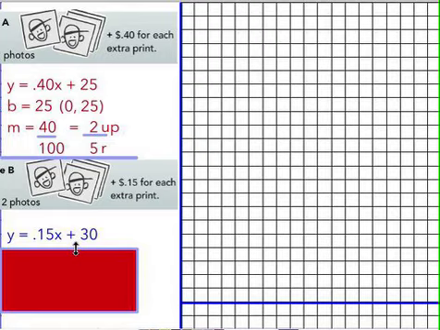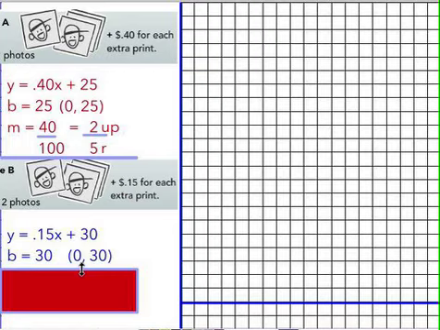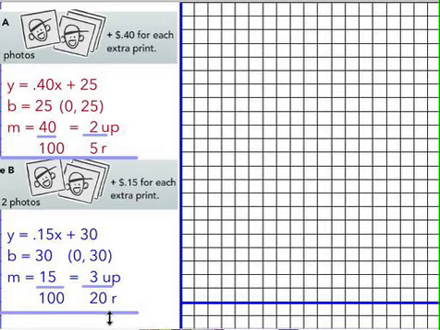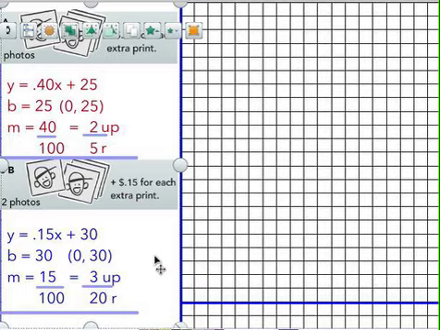So now we start with our y-intercept. Y-intercept is 30. So we're going to start our graph at (0, 30). Our slope is 0.15. That means 15 hundredths. 15 hundredths simplifies down to 3 over 20. That means 3 up, 20 to the right.